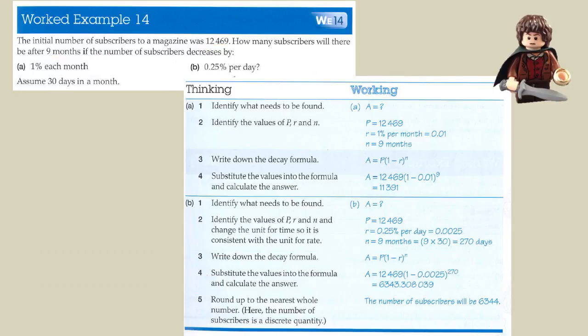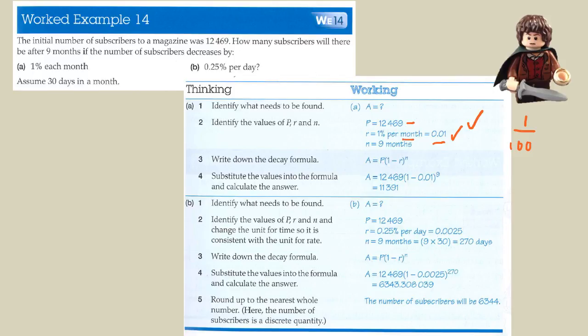So what do we do? Once again, write down what we know. I know that my starting value was 12,469. That's kind of like my principal, which was the amount of money I started with in interest calculations. In this case, it's the number of people subscribed at the start. Write down my growth rate or decay rate, 1% per month. Once again, 1 over 100 is how we write the percentage as a decimal, and that is the same as 0.01. And it is per month.